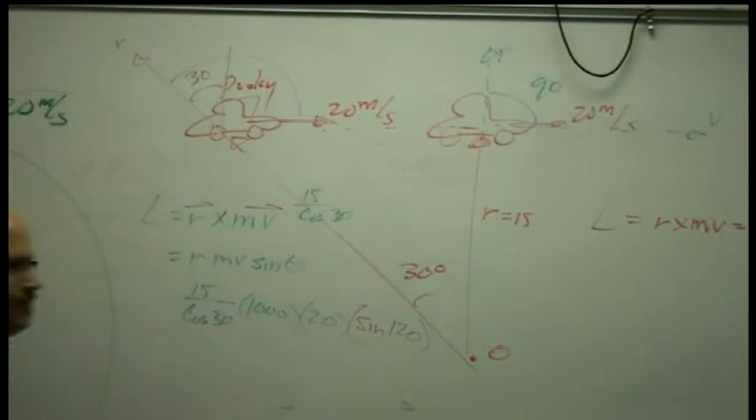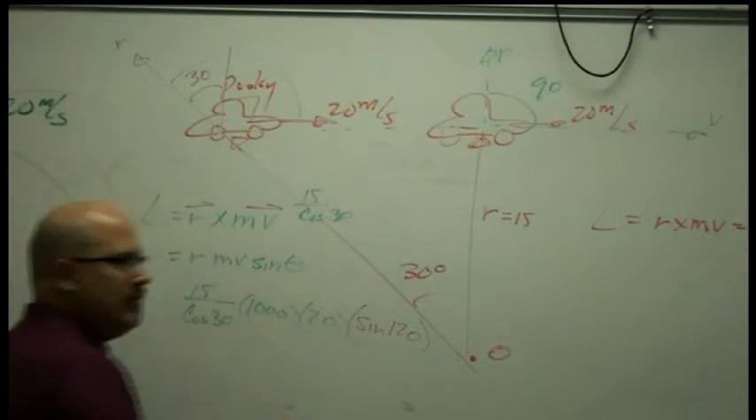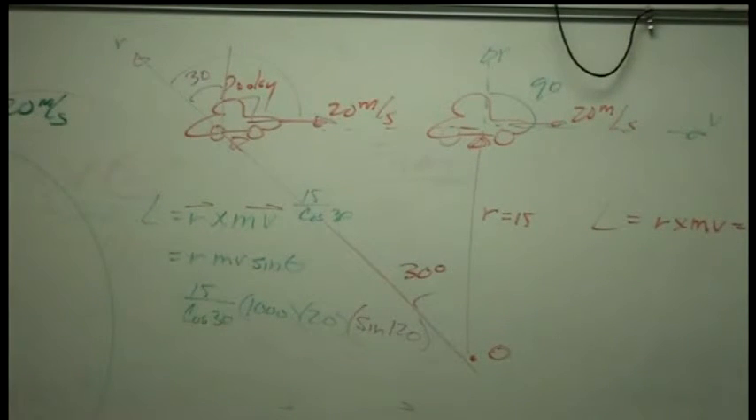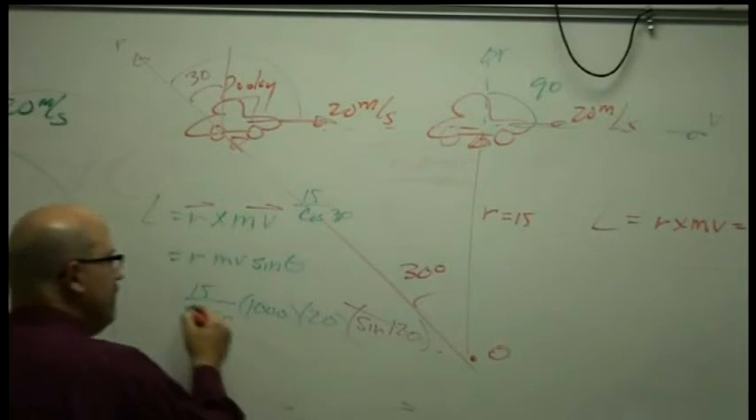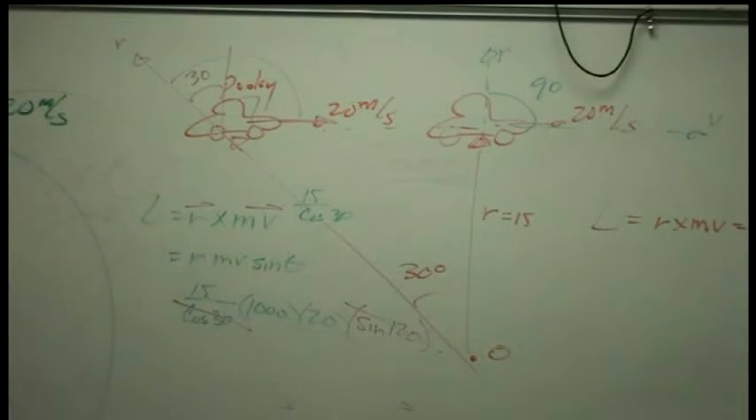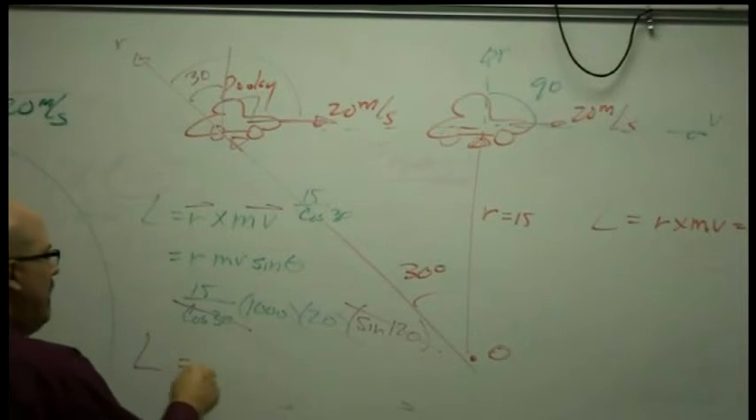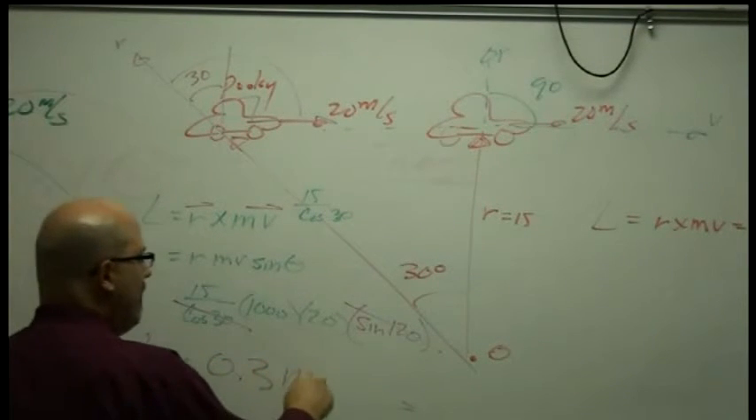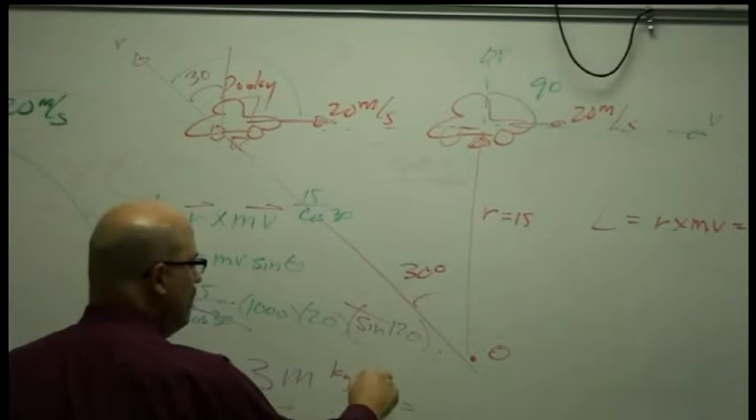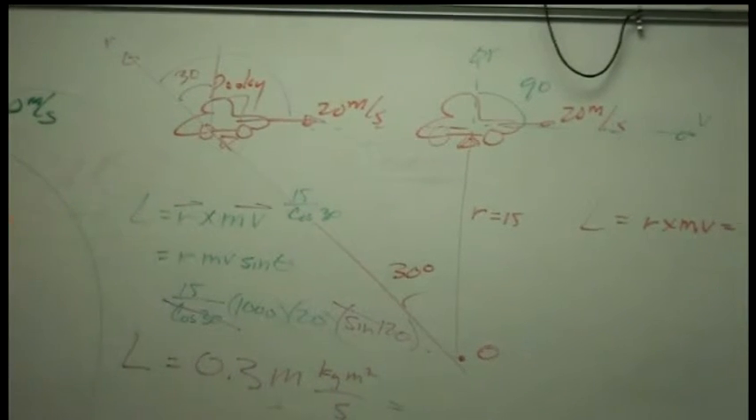Okay, everybody, have a look. Anybody got a guess on what the cosine of 30 and the sine of 120 are? It's the same number. Now I want you to look at this. That's the same number. So what do we get for our angular momentum? The same thing, 0.3 mega kilogram meter squared per second. The same as before. Madness.